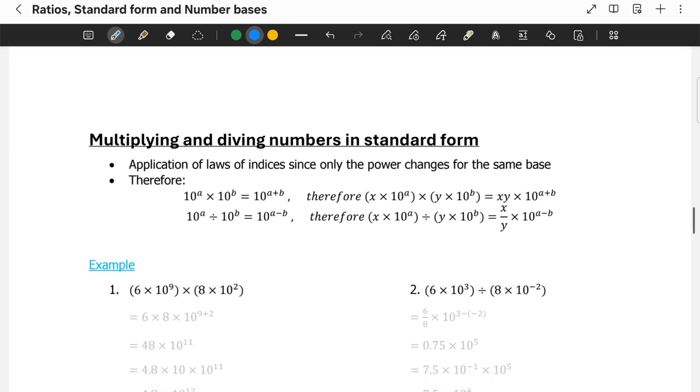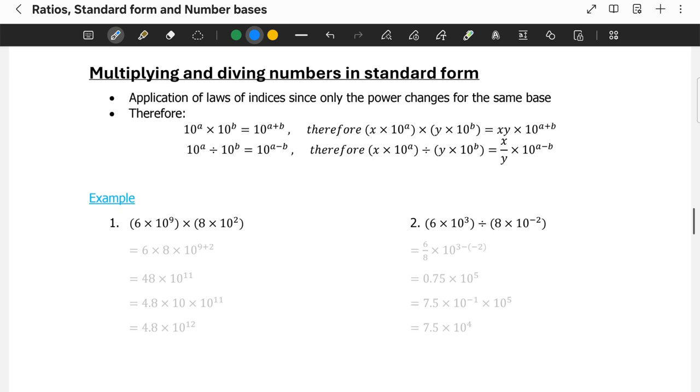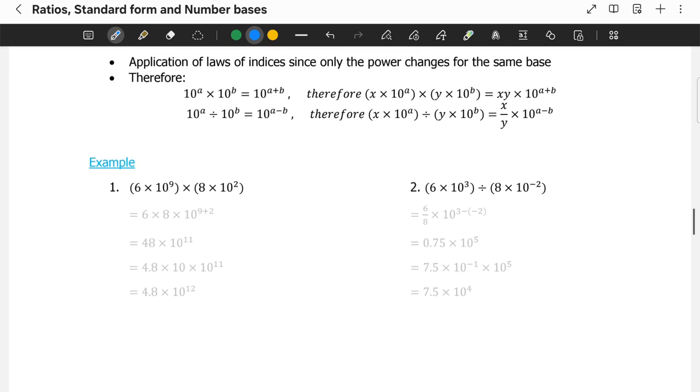And now dealing with multiplication and dividing numbers in standard form. So now you have to apply the laws of indices, since only the power changes for the same base. So if you're going to multiply, you don't really have to change to the same base. They're always going to be the same base, which is going to be 10. But now what happens is you then add the powers.